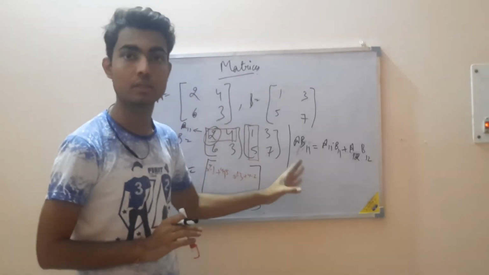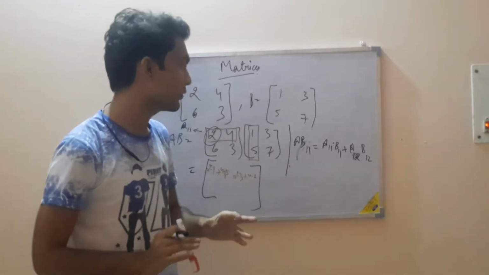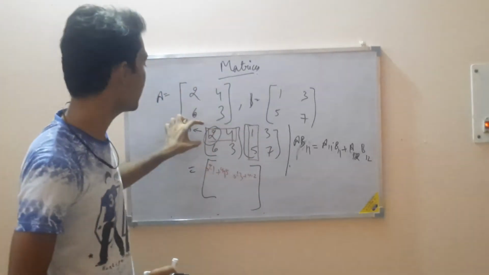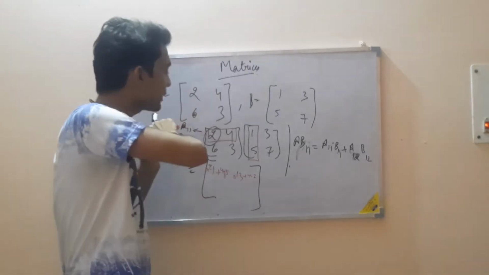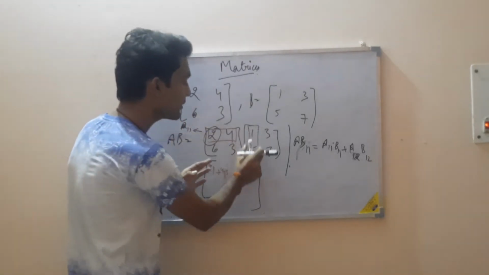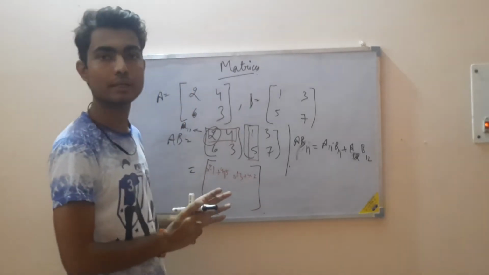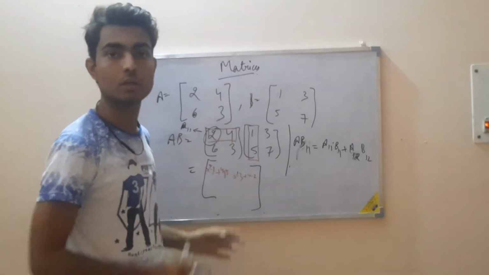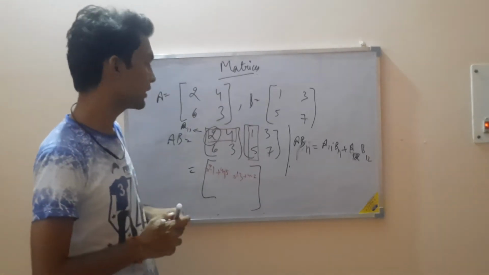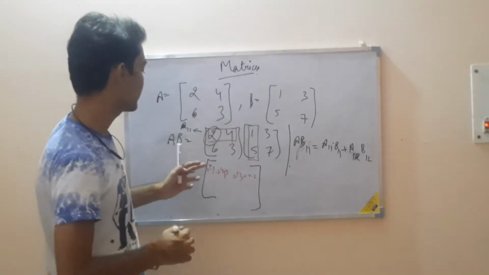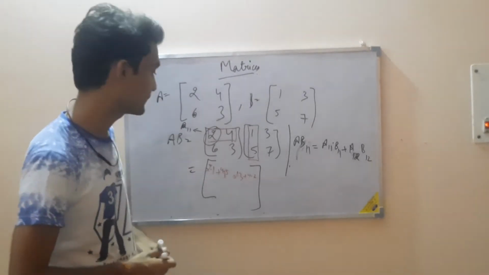We can think of it like this also: for getting the value at position i equal to 1, j equal to 1 in the AB matrix, we first consider the row with i equal to 1 and multiply it with the column j equal to 1 of the other matrix. I hope it is clear. If not, don't worry, I will show how to do this.